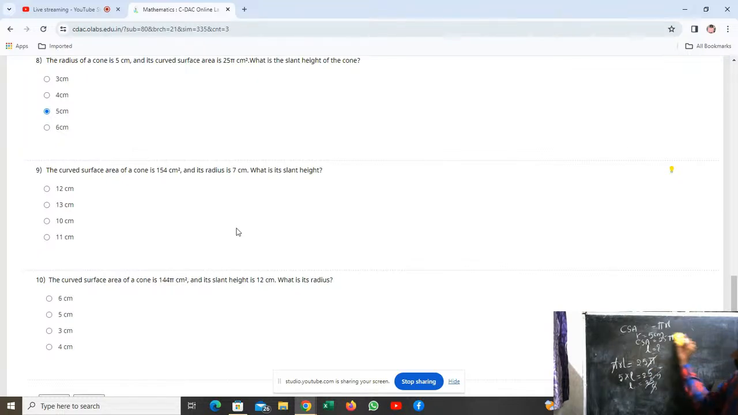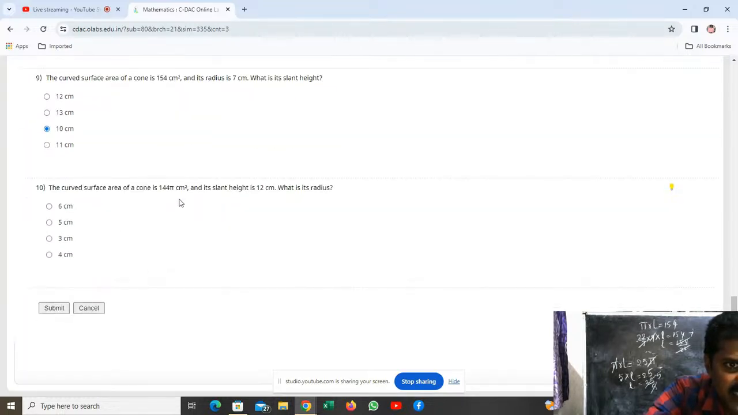So very easy. That is already CSA pi RL equals the given 154. The radius is given, pi is 22 by 7, and radius is 7, so 22 by 7 into 7 into L is equal to 154. Both 7 get cancelled. We get L is equal to 154 by 22, which equals 7. Then the slant height will also be 7 centimeters.